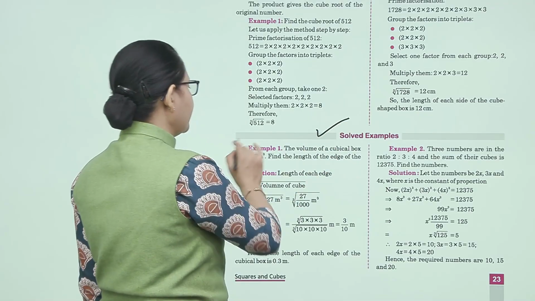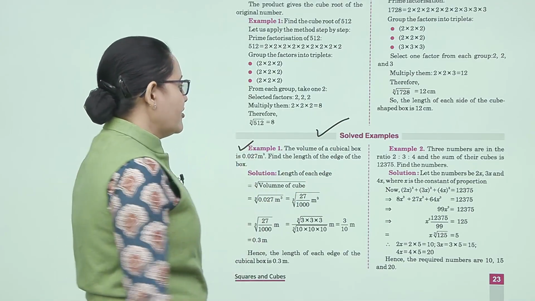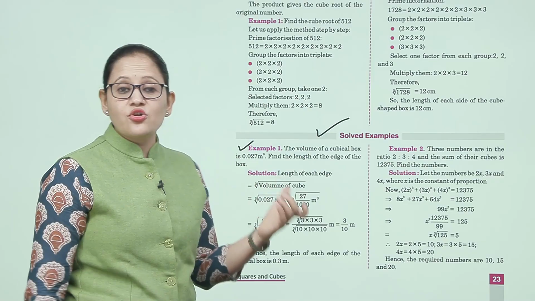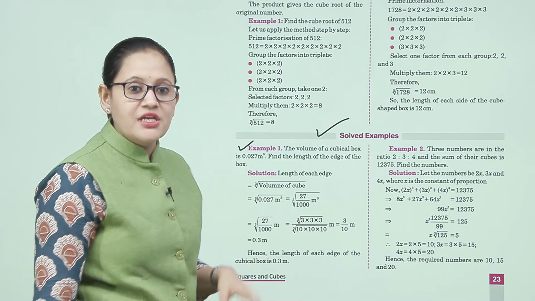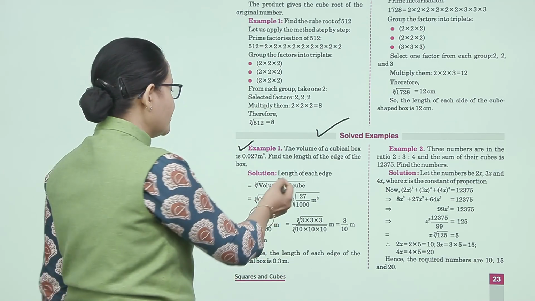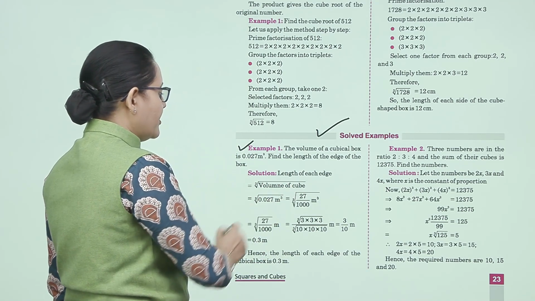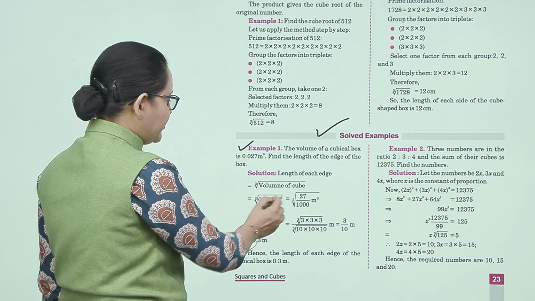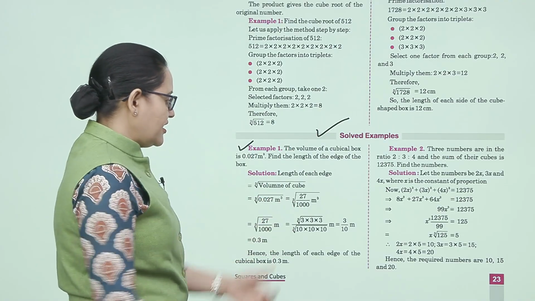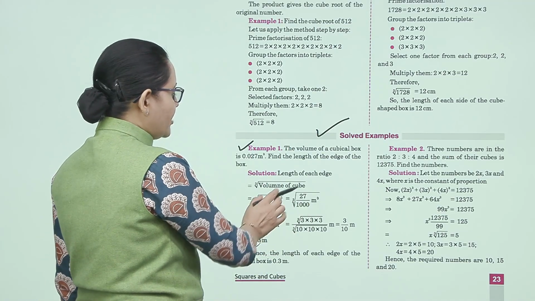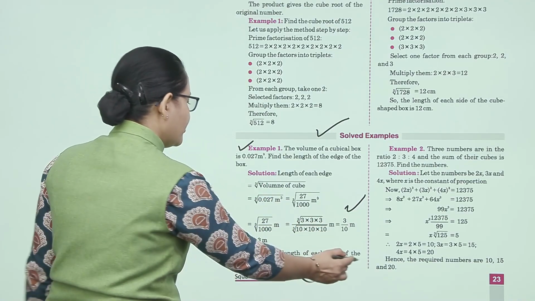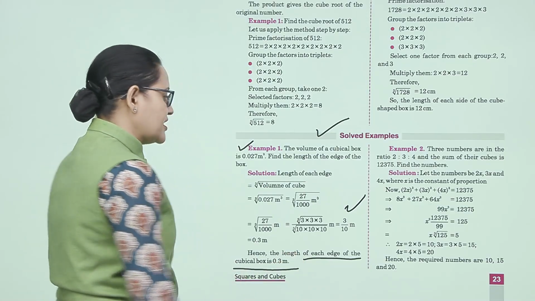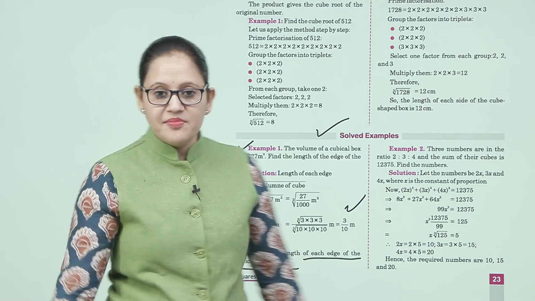Next, solved example. The volume of a cubical box is given as 0.027 meter cube. Find the length of the edge of the box. So, the length of the edge of the box is the cube root of the volume. So, we will find the cube root; we remove the decimal and put 1000 in the denominator. So, that is equal to 3 by 10 meter. Hence, the length of each edge of the cubical box is 0.3 meter.